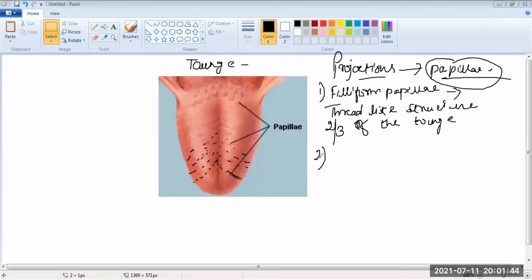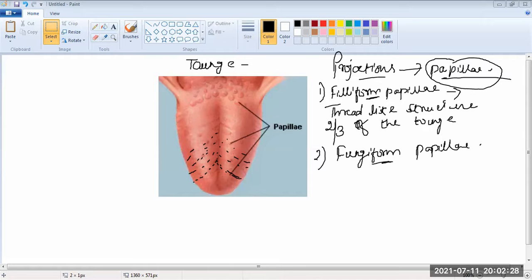Among these filiform papillae, you have fungiform papillae. These fungiform papillae are again mushroom-like projections, right? They are mushroom-like projections that are distributed among these filiform papillae. So these are also found throughout the tongue, right?